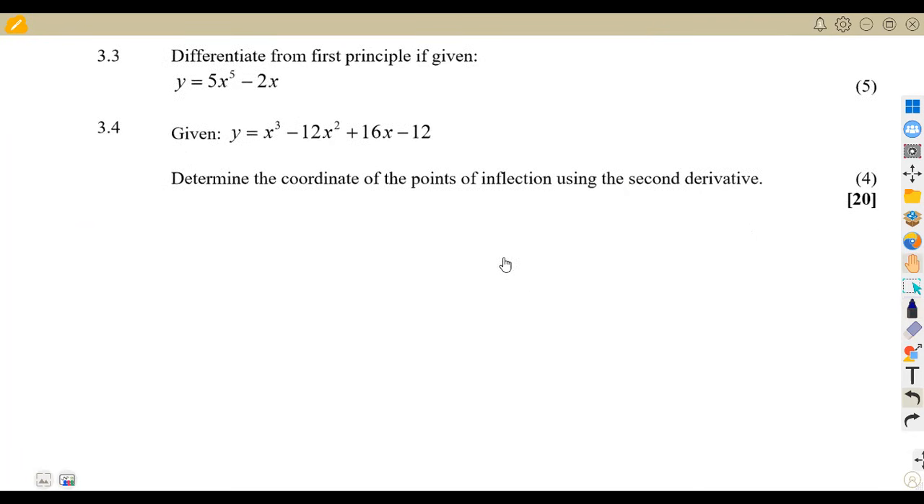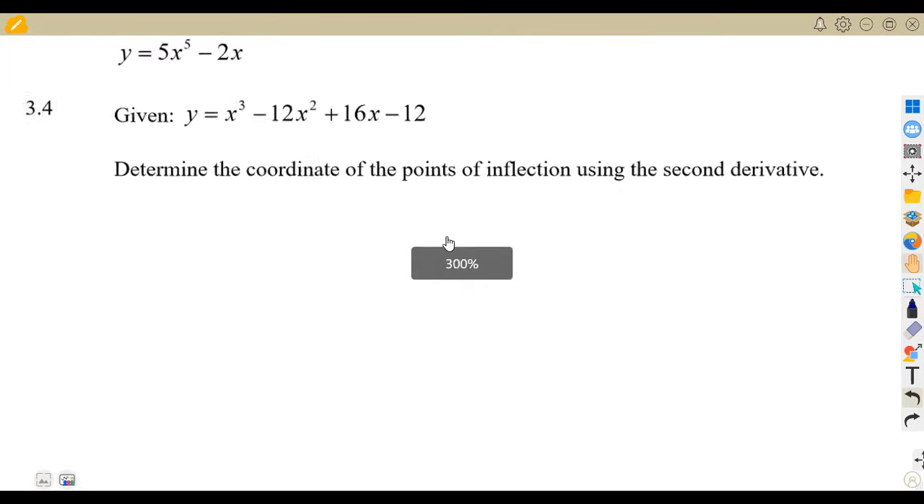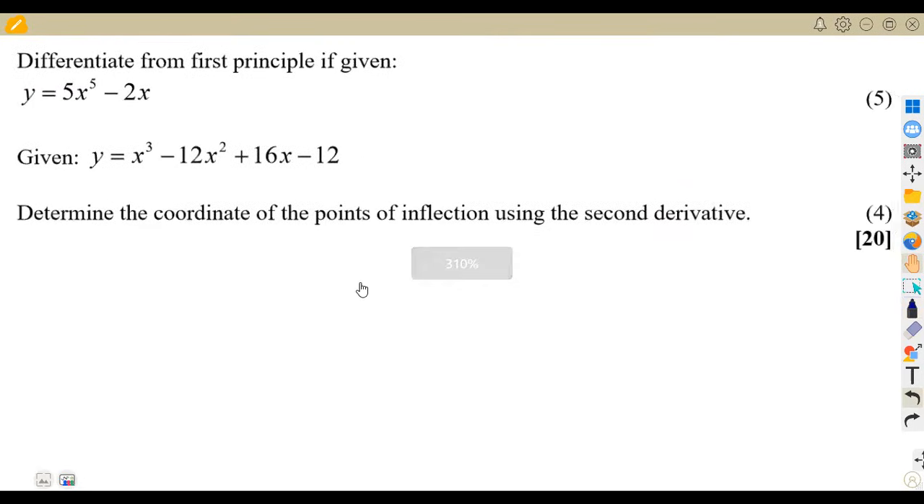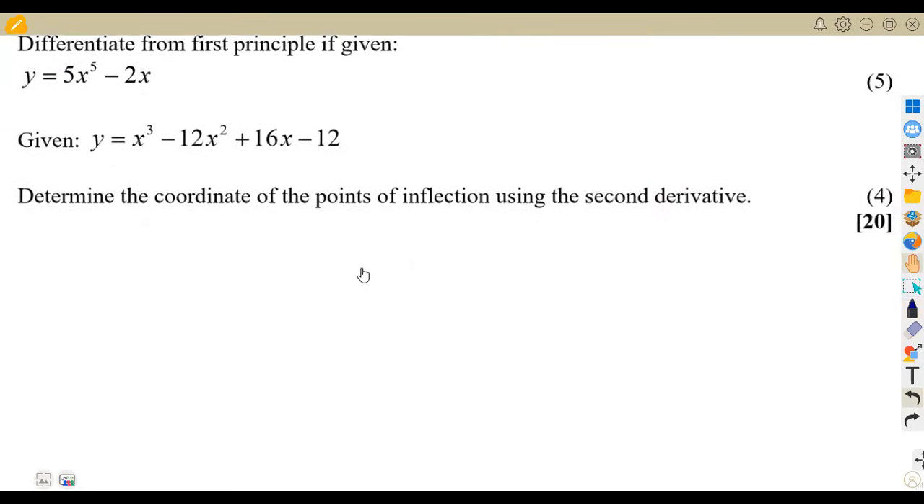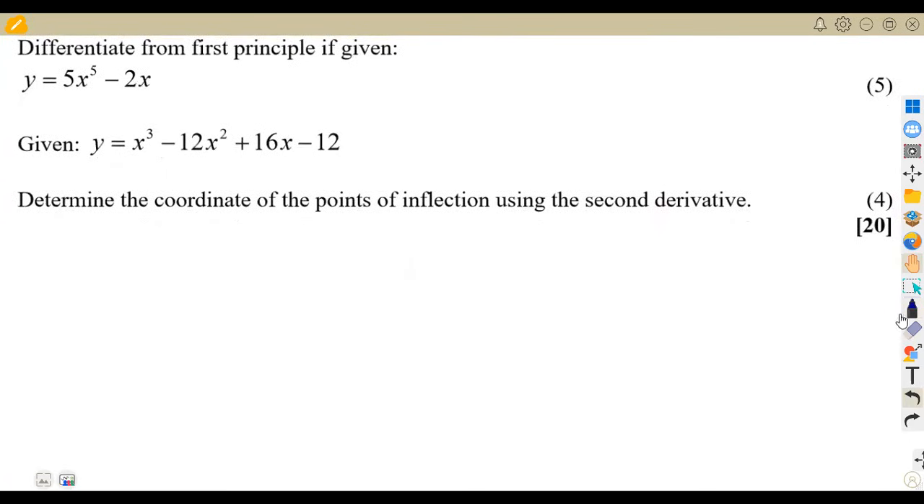Let us check question 3.3, which is from the first principles. That was 5 marks. From the first principles, we are asked to differentiate y is equivalent to 5x to the exponent of 5. So this is just our f of x here. So this is question 3.3, which is 5x to the exponent of 5 minus 2x.